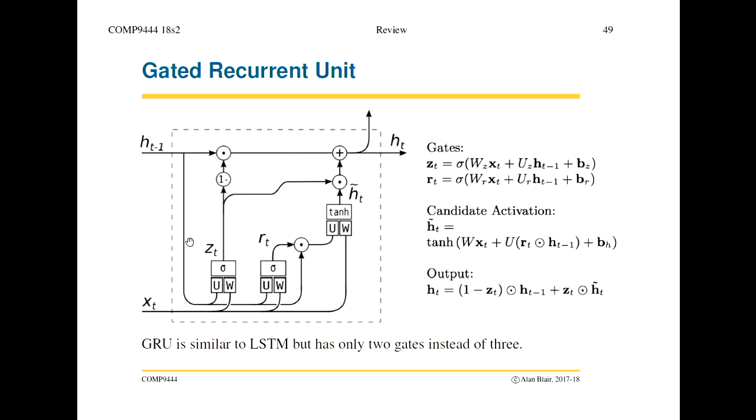And then the gated recurrent unit is a similar idea, but only has 2 gates instead of 3, and there's been an ongoing debate. For a while, people were saying that gated recurrent units did as good a job as LSTMs, but some of the latest research is people claiming that LSTMs are actually a bit better than GRUs.